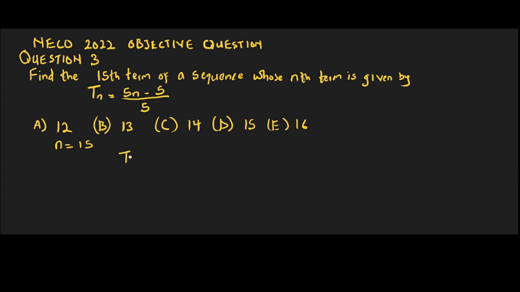That means we have T15 equals 5 bracket 15 minus 5, all over 5. This is going to give us 5 times 15, which will give us 75. 75 minus 5 over 5. 75 minus 5 will give us 70 over 5, and 70 divided by 5 will give us 14. That is option C.